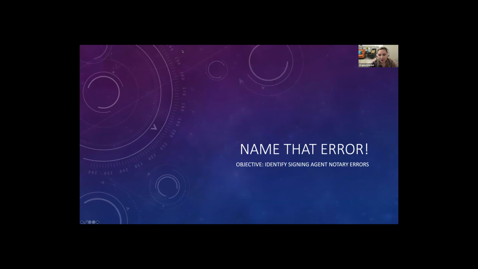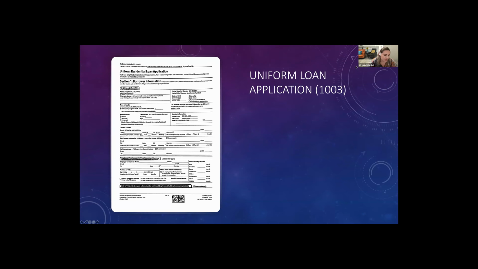So, name that error. Lisa, the owner, my mom, she's the one who came up with this class, name that error. So the objective is to identify signing agent notary errors. We have a few more. We did this last time. I grabbed a few of those samples, but pretty much these are new documents with a few problem solving errors that I want you to see as well. So not just docs, but also kind of etiquette. Let's get right into it.